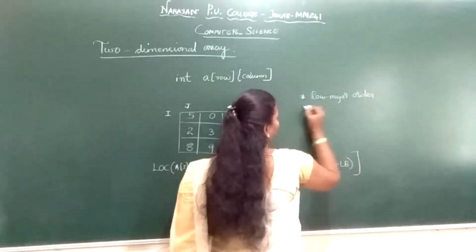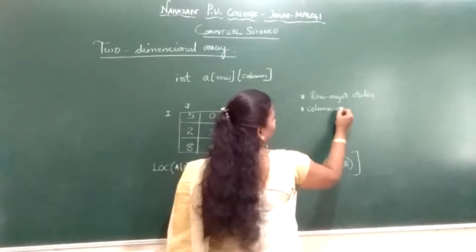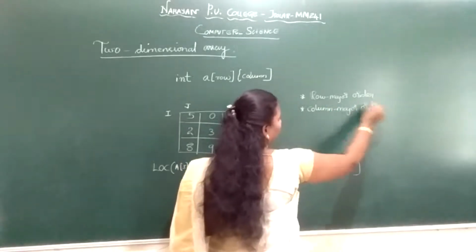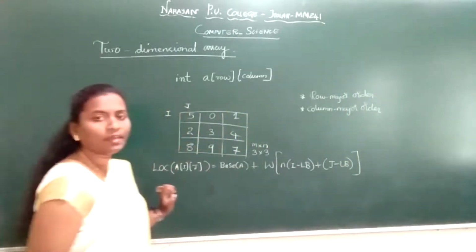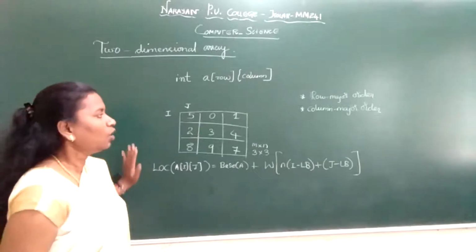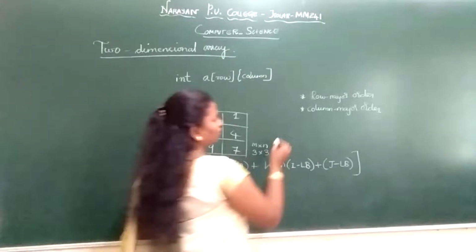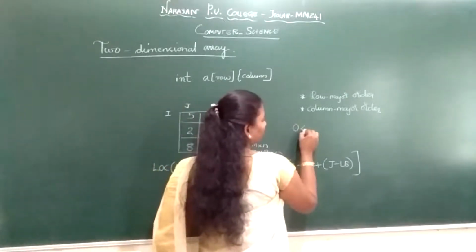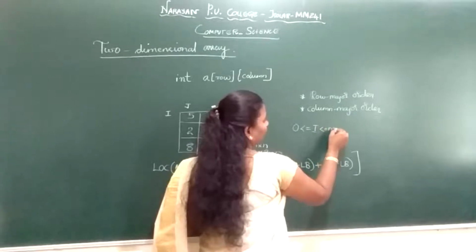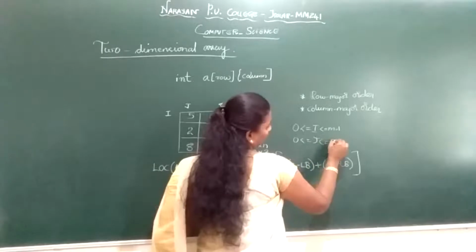Next we have column major order. Row major order and column major order: this is nothing but your representation of an array in memory, especially representation of a two-dimensional array. I told you ith row, jth column. So the range is 0 less than or equal to i less than or equal to m minus 1, and again 0 less than or equal to j less than or equal to n minus 1.